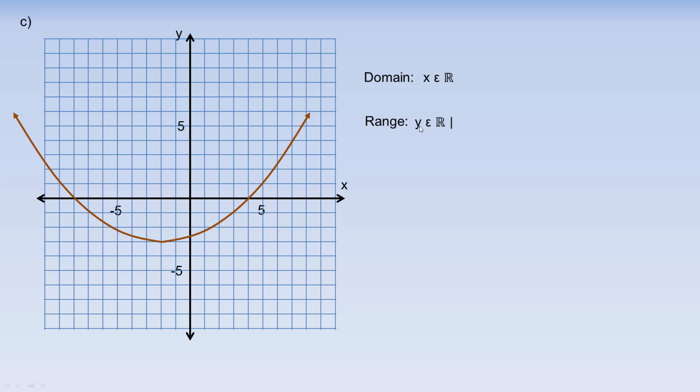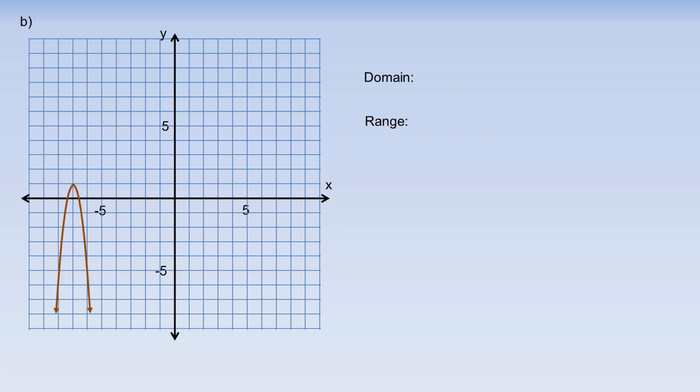And the range again starts the same way. y is a member of the set of real numbers. The restriction here is, see, the vertex has a y value of -3. That would be -3 on the y-axis. So y is greater than or equal to -3. As soon as we go to the right, y becomes a larger than -3 number. For example, it's -1 there, maybe 0.9 there or something like that. So that's the lowest possible y value on the entire parabola.